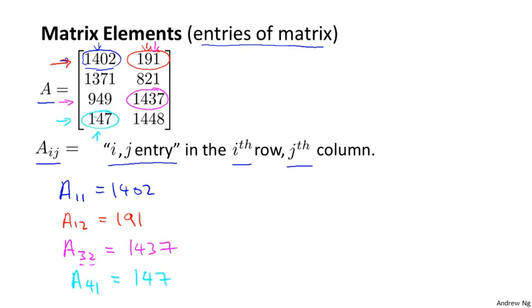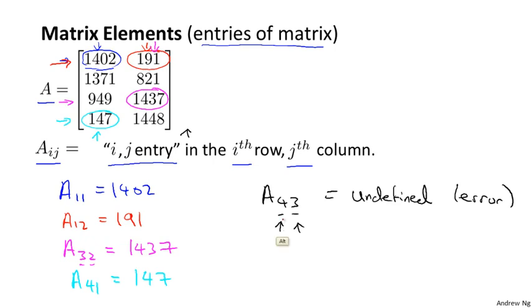147. And hopefully you won't, but if you were to write, say, what is A43? Well, that refers to the fourth row and the third column, but this matrix has no third column, so this is undefined. Or you can think of this as an error. So there's no such element as A43, so we shouldn't be referring to A43. So the matrix gives you a way of letting you quickly organize, index, and access lots of data.